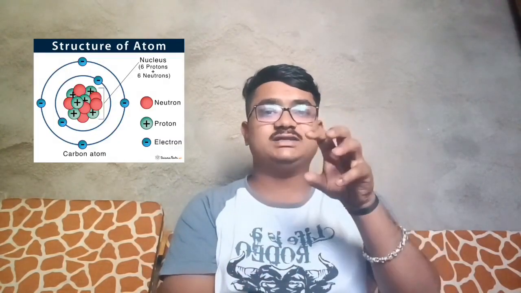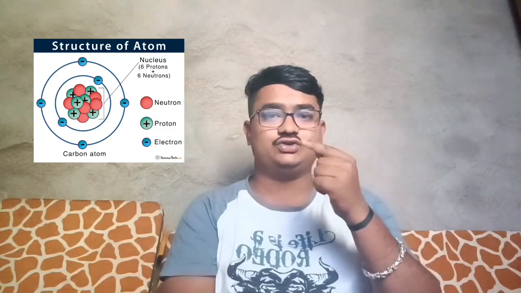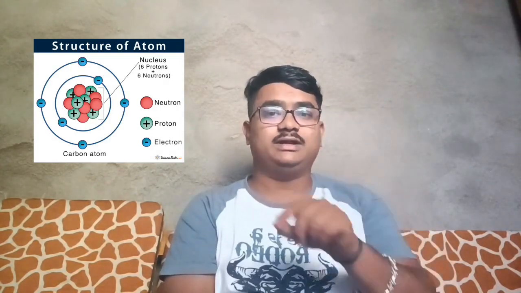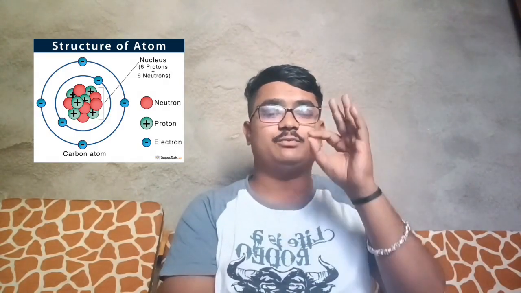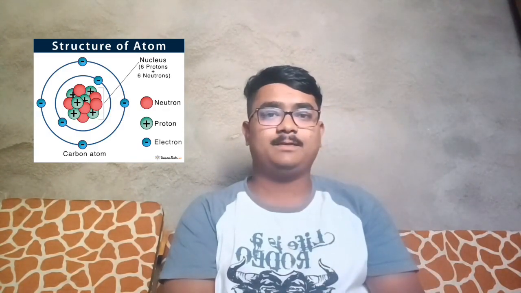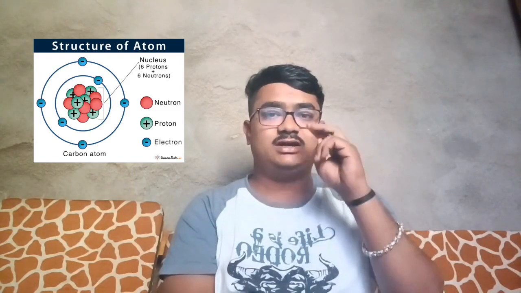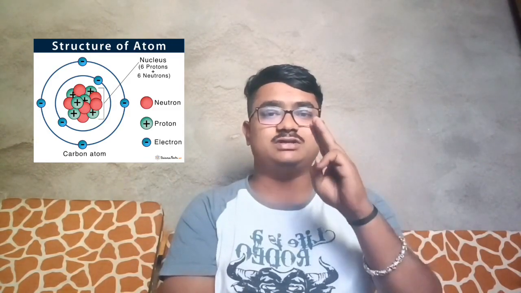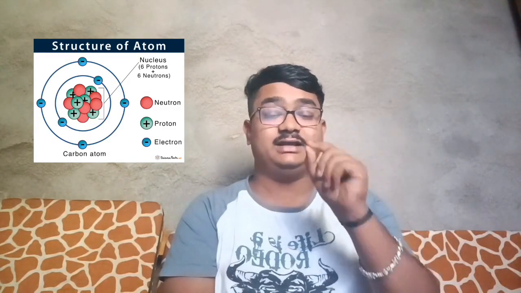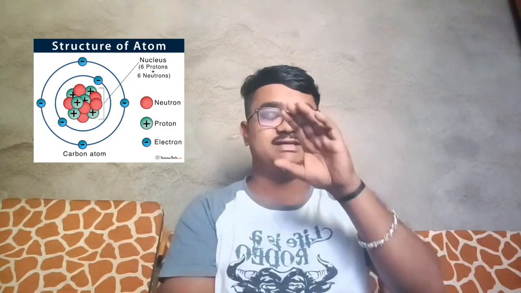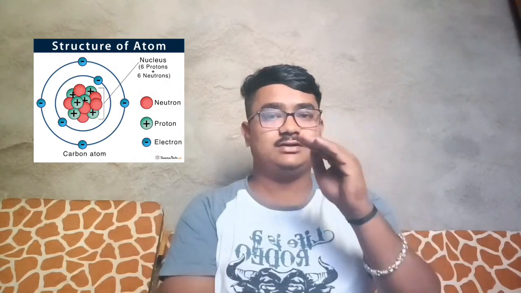First, the central part is the nucleus and the outer part is the shell, or we can say orbits. The nucleus consists of two main things, protons and neutrons, and the electrons are present in the orbits. So an atom has three main parts: protons, neutrons and electrons. Protons are positively charged, electrons are negatively charged, neutrons are neutral. So every atom in the universe is electrically neutral because the neutron has a neutral charge.